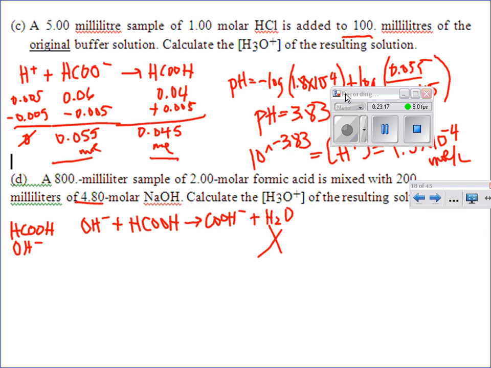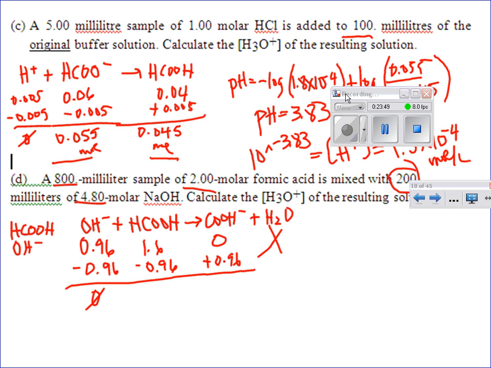All right. So moles of OH. To get moles of OH, I take 4.8 and multiply by 0.2. So that comes out to be 0.96. And then for the formic acid, I have 2 times 0.8, comes out to be 1.6. And then I'm not adding to a buffer, so I don't have any of that yet. I'm going to lose how much? Lose 0.96. Oh, goodness. Guess what we made? We made a buffer. And we have 0.64 here and 0.96 here.